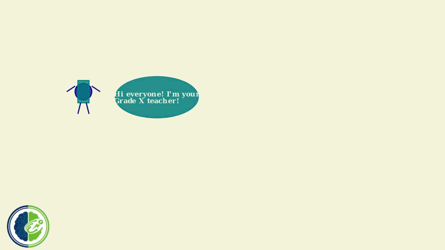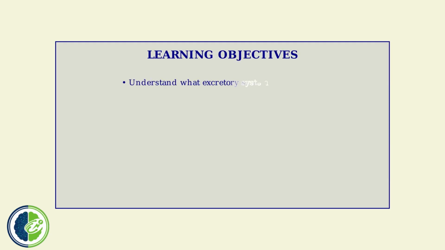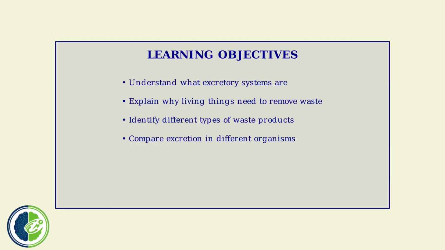Today we're diving into one of the most important topics in SS2 biology, excretory systems. This is a topic that shows up frequently in WAEC and NECO exams, so pay close attention. By the end of this lesson, you should be able to understand what excretory systems are, explain why living things need to remove waste, identify different types of waste products, and compare how different organisms handle excretion.